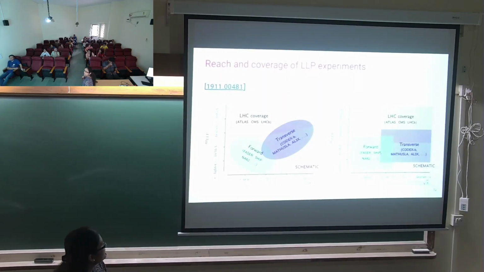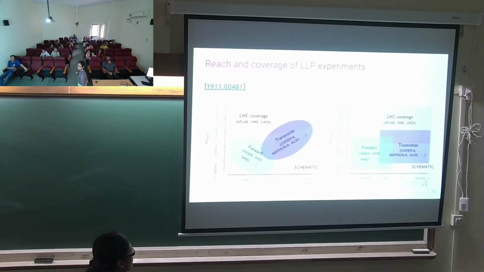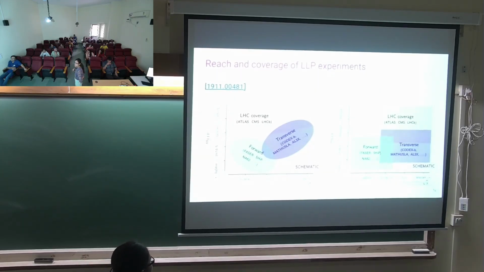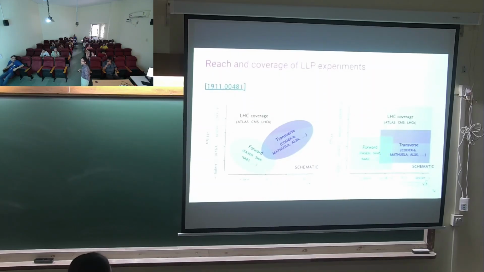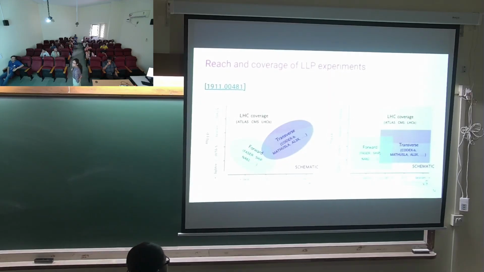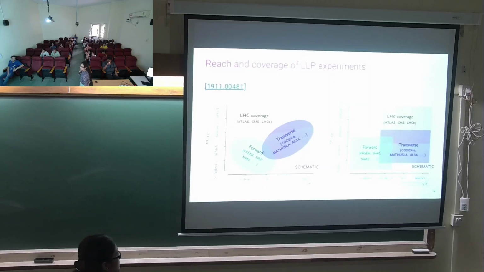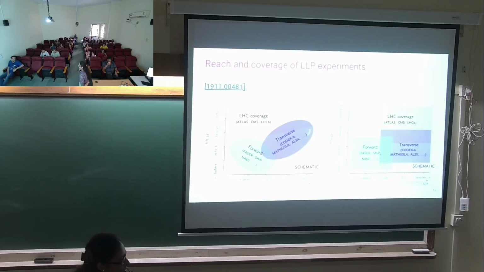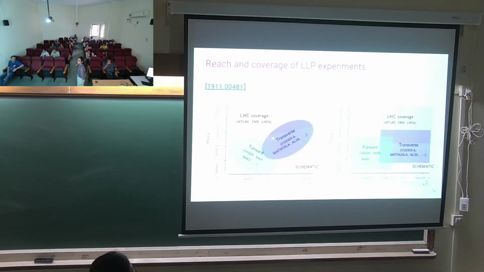The left hand side plot is basically the reach and coverage of LLP experiments in the mass and c-tau planes. The LHC is more sensitive to heavier LLPs, greater than 10 GeV, and it covers all the c taus. However, forward detectors like FASER and NA62 are specifically designed to detect LLPs for lower masses and low to medium c taus. While the transverse detectors like CODEX-b, MATHUSLA, ANUBIS are sensitive to the low to medium mass range and higher c taus.